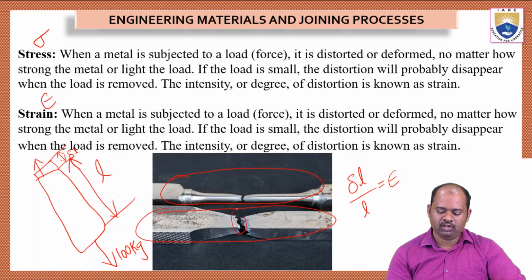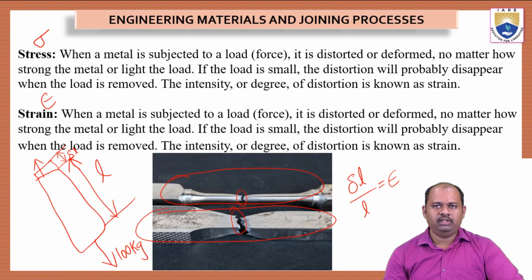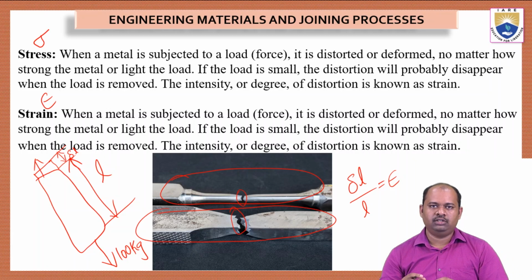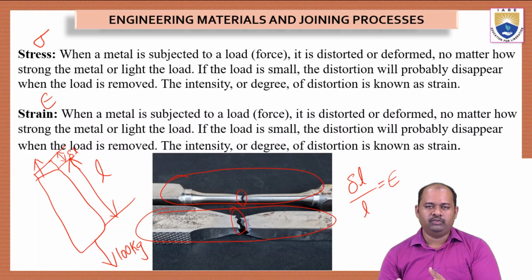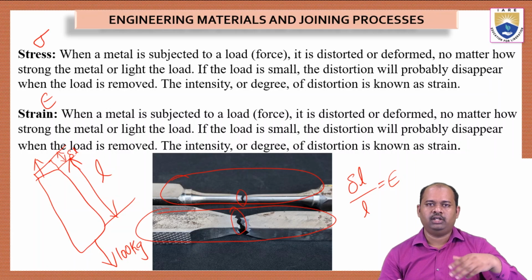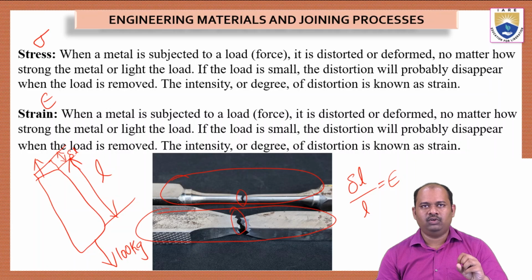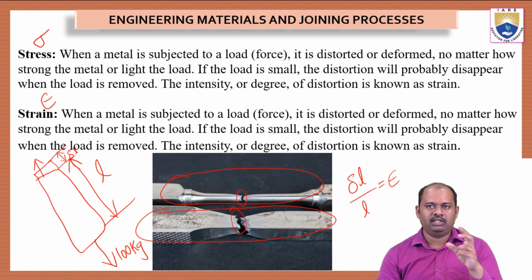See in this picture, these objects have failed. They are broken into two parts. Whenever a breakage or failure happens, we do not take this length into consideration. Before failure, the change in length is used in this formula to calculate the strain. So far we have got good knowledge about the two concepts of stress and strain.